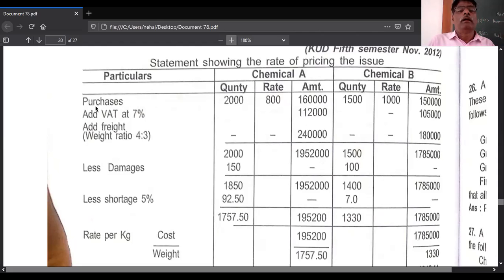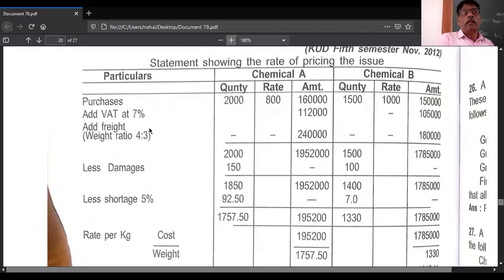In the first point, you take the purchase. In the purchase, A is 2,000 into 800. It is 1,60,000. And B is 1,500 into 1,000. Quantity is 1,500 and rate is 1,000. Multiply that, you will get 1,50,000.